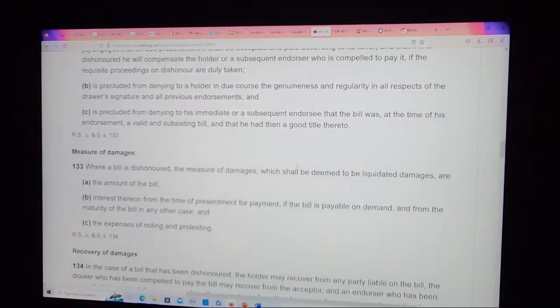B, is precluded from denying to a holder in due course the genuineness and regularity in all respects of the drawer's signature and all previous endorsements, and C, is precluded from denying to his immediate or a subsequent endorsee that the bill was, at the time of his endorsement, a valid and subsisting bill, and that he had then a good title thereto.